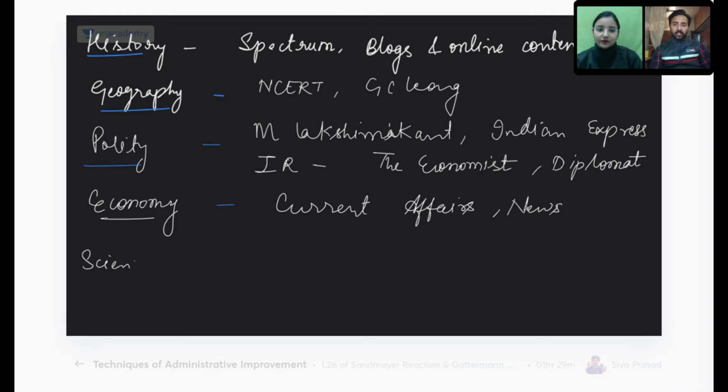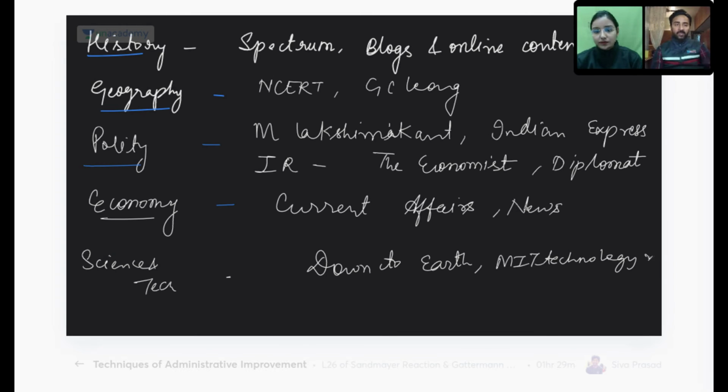Science, I would read Down to Earth a lot. I think Down to Earth has some good articles on this, and then again, whatever is happening in the news. I would also read MIT Technology Review from time to time. That is a good source for understanding what is science, what is technology, what is happening in the space field.